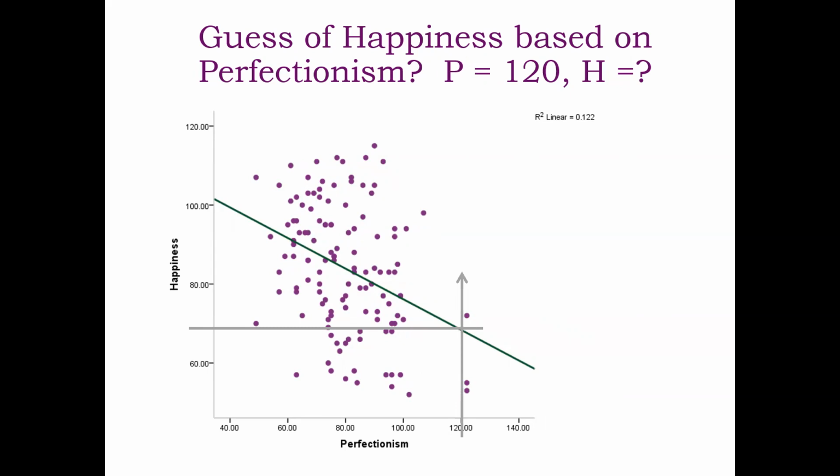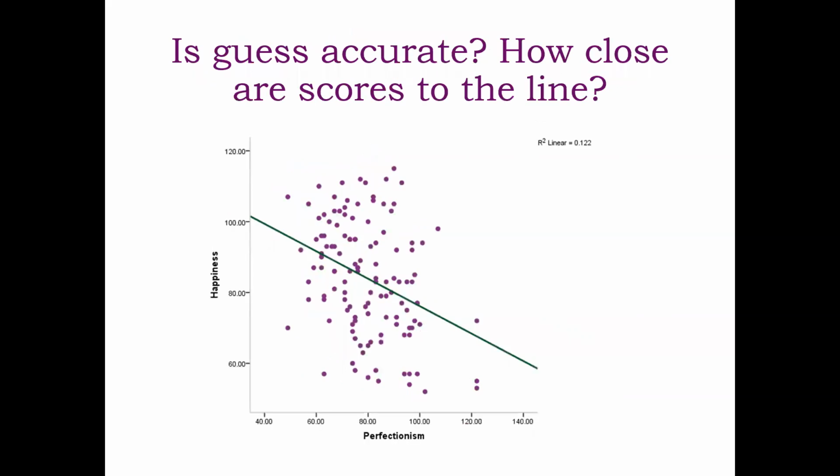So the question here is, how accurate is this? How close are scores to the line? Here we see there's actually quite a bit of spread in these values. It looks like a negative relationship, but for example, perfectionism of 80, right here, there are scores that are pretty close to the line, but there are also scores all the way up and down, so it's not necessarily too accurate.